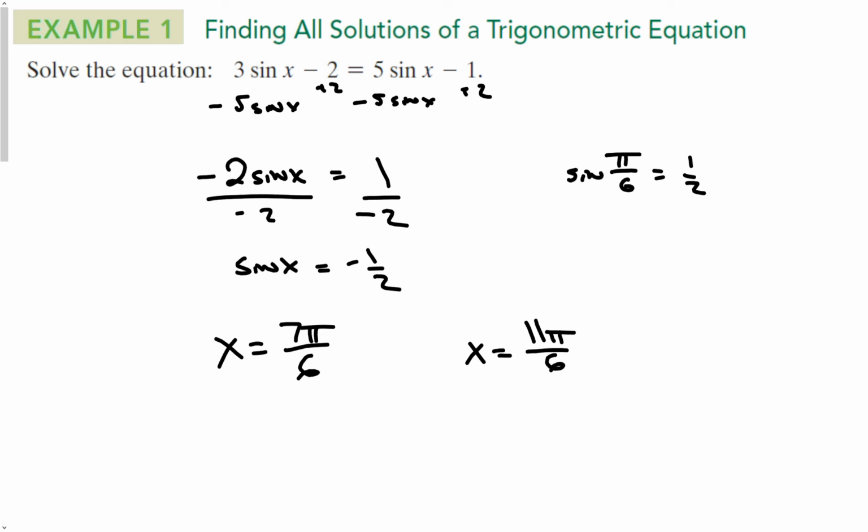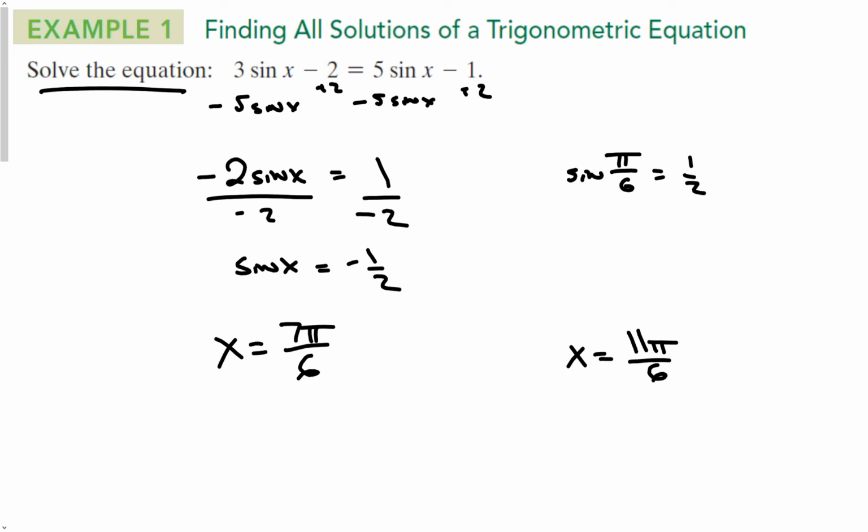And let me move this over for a second. Both of these have reference angles of pi over 6. Okay, but those are only 2 answers. The question didn't say find just 2 answers. The question said solve the equation. So I'm going to assume we want to solve this equation for every possible answer.